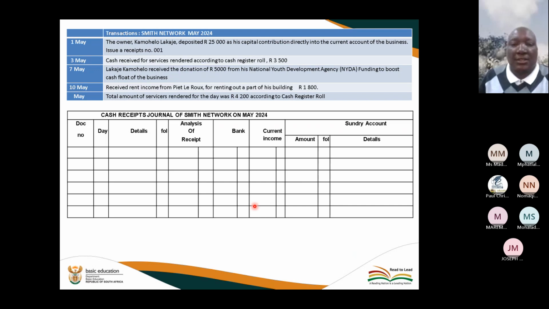When we close the transactions, or when we close the cash receipt journal, is when we add the totals. But before we can add those totals, we'll have to first do the transactions. So for instance, here, the owner Kamohelo Lakaja deposited 25,000 as capital contribution into the current account of the business. Issue receipt 01. As you know, receipt 01 will go there under the document number.